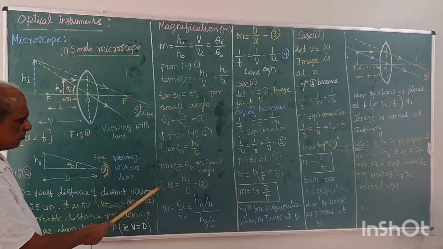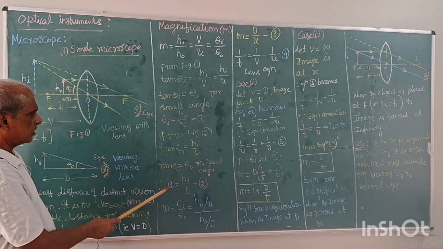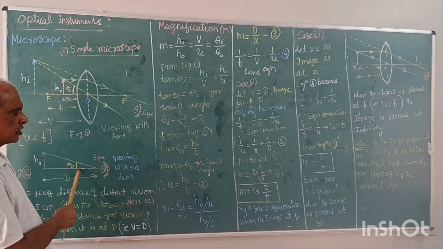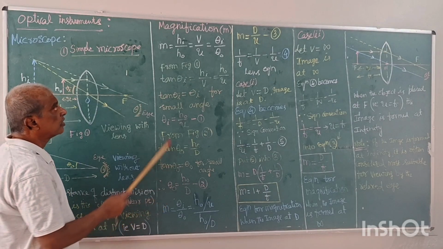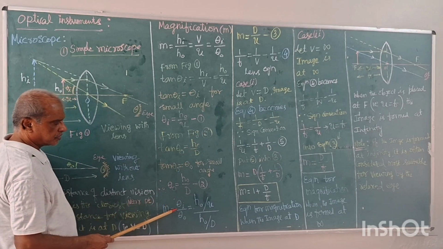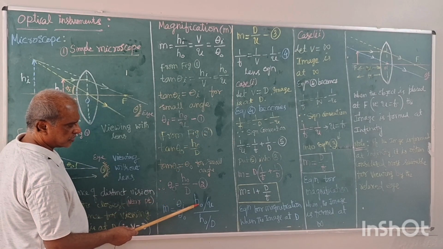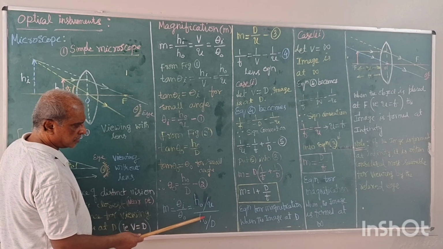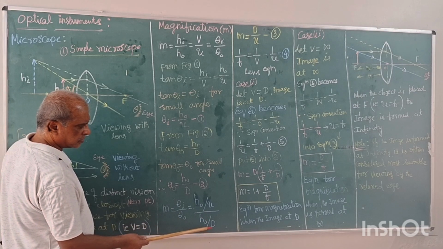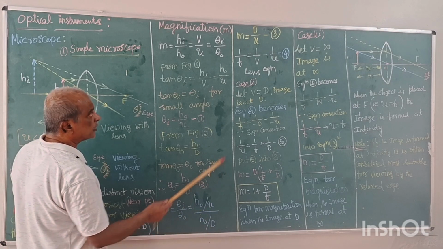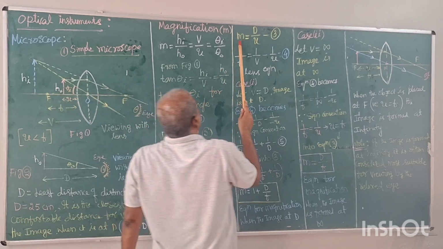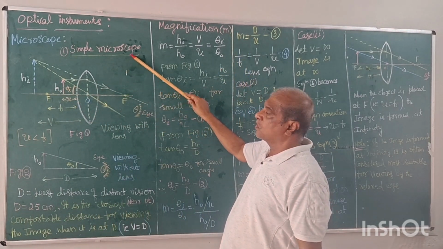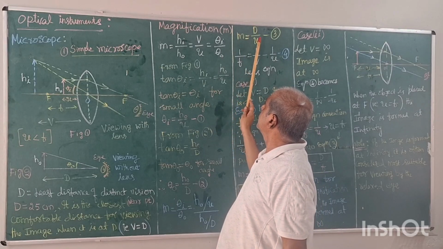So this is how we have found theta I and theta naught using these diagrams, and we substitute them into the equation M equals the ratio. This is for theta I, this is for theta naught. H naught cancels and this goes to the numerator, becoming D by U. Here the magnification by the lens used in the simple microscope is D by U.